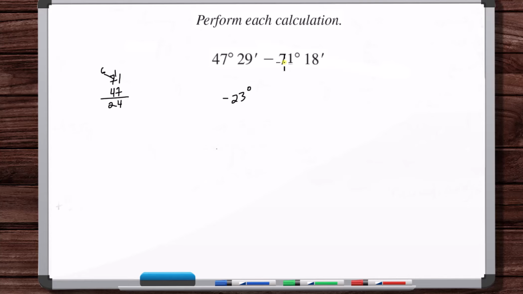Because we subtract 47 minus 71 and we get minus 24, but we're actually subtracting 47.5 minus 71.3. So we're not getting all the way to minus 24. We're going to be a little bit larger than minus 24, so minus 23 point something. And if you notice, we're going to come up 11 minutes short of getting to minus 24 exactly, which means we're going to be at 49 minutes. We're 11 minutes short.